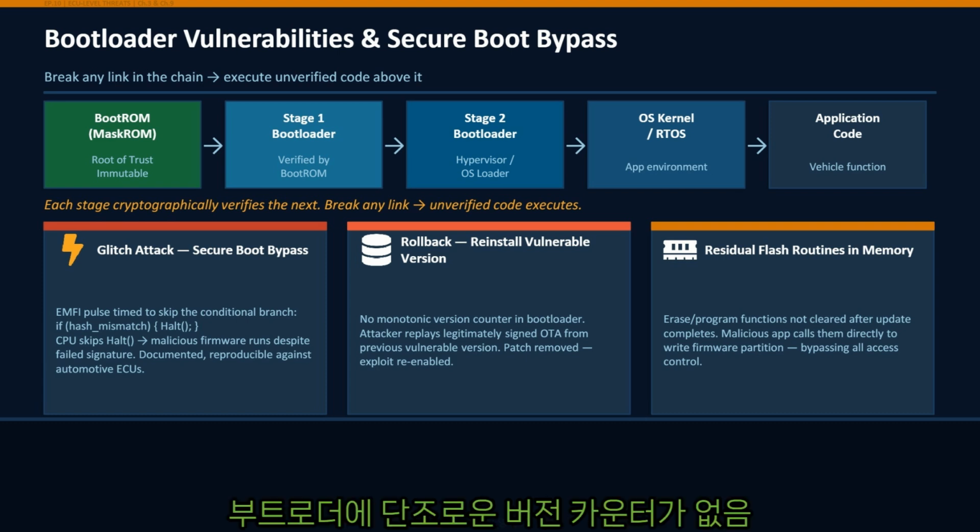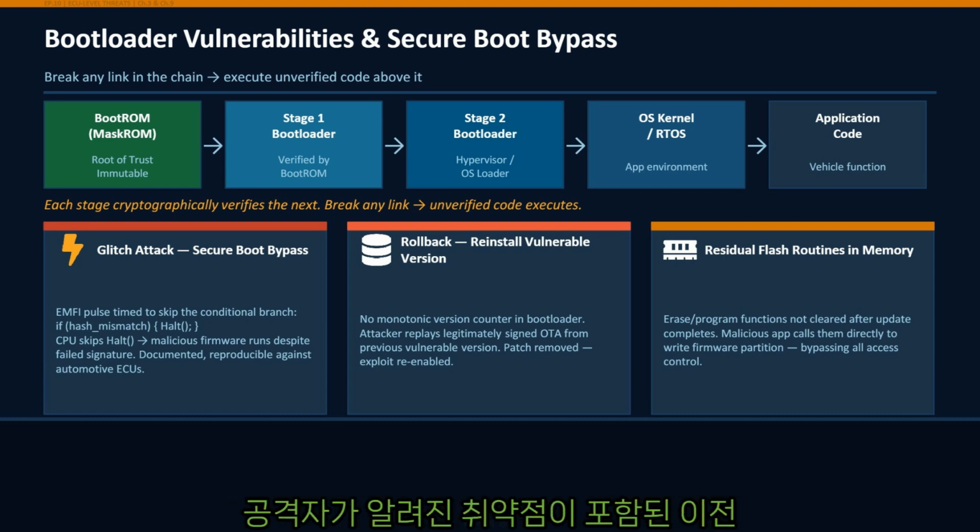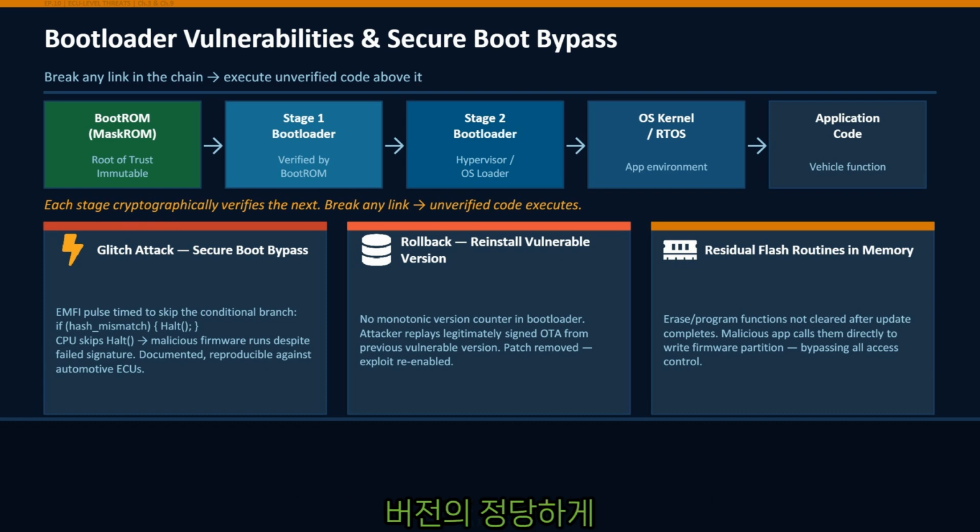Rollback attack. No monotonic version counter in the bootloader. The attacker replays a legitimately signed OTA bundle from an older version containing a known vulnerability. Vehicle reverts. Patch removed. Exploit re-enabled. Residual attack. Flash erase and program routines not cleared after the update completes.